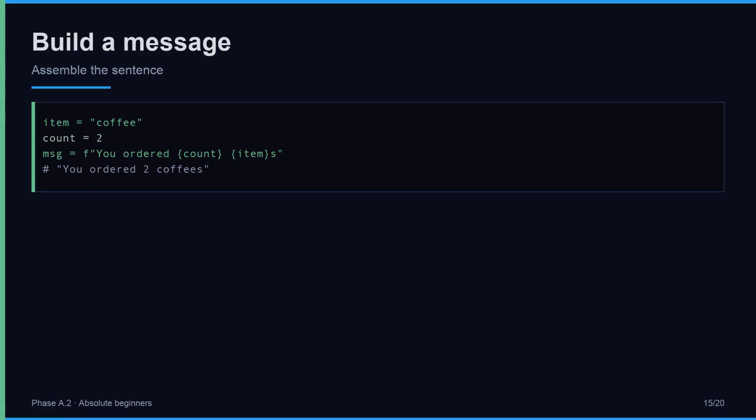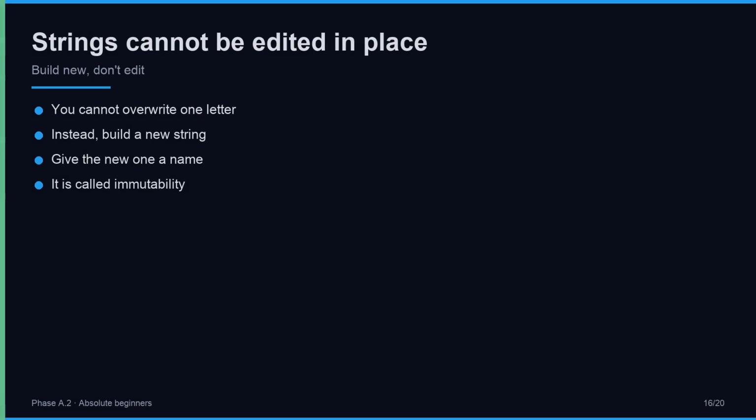Item holds coffee, count holds 2, and the f-string reads, you ordered 2 coffees. Notice the lowercase s after the braces, added as plain text, to make coffees plural. F-strings mix fixed words and live values freely. You write the sentence, tuck the changing parts into braces, and the message assembles itself. Assemble the sentence.